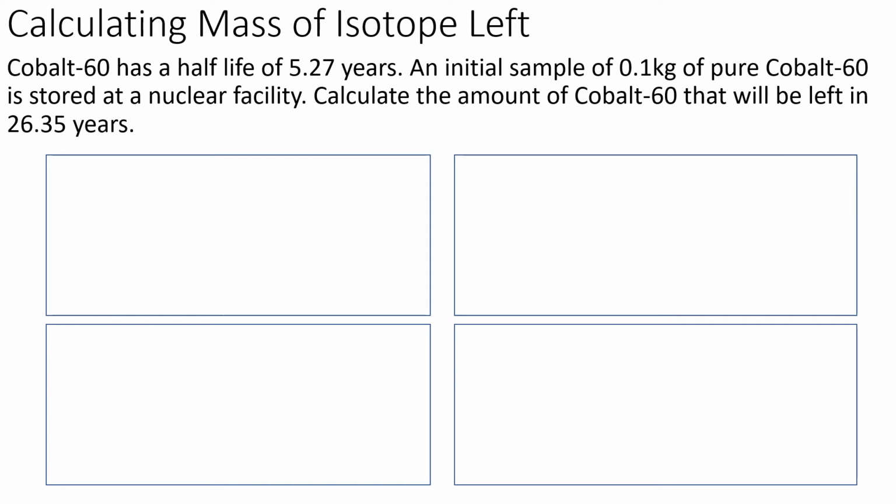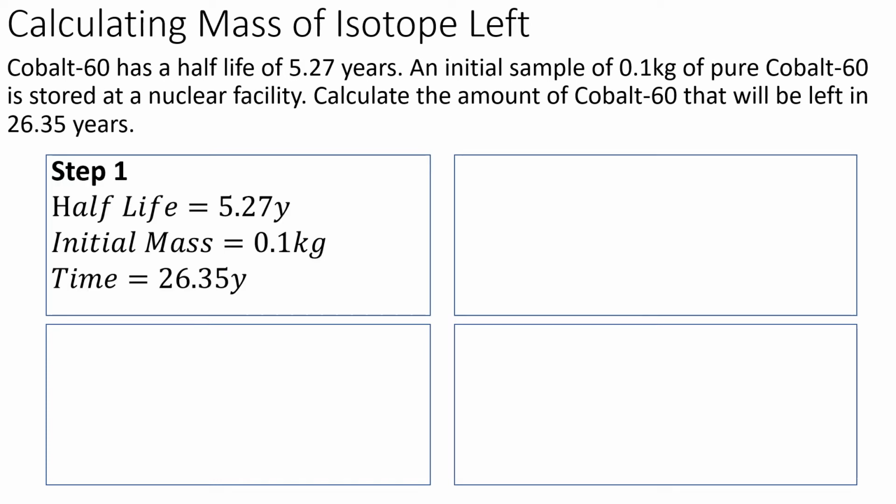So the first thing we do, as always, is write down what we know. We know the half-life is 5.27 years. We know the initial mass is 0.1 kilograms, and we know the time that we've been given is 26.35 years. So for step 2, the question is, how many half-lives has that been? How many times will we have to divide the initial mass by 2?